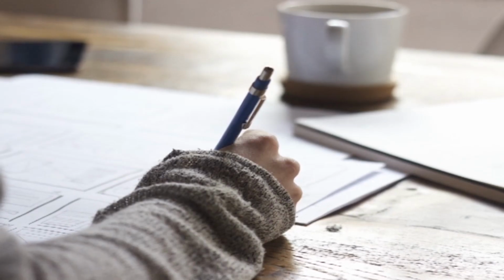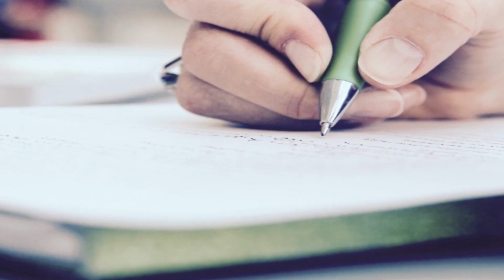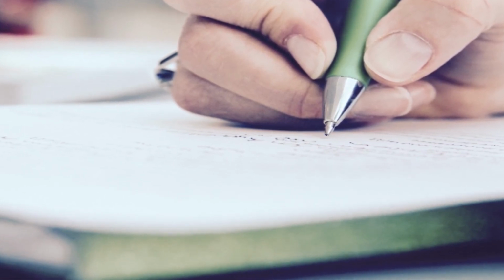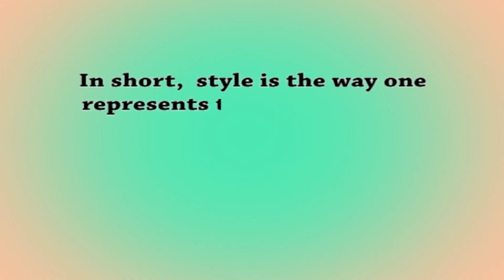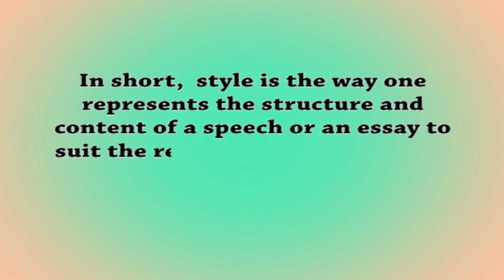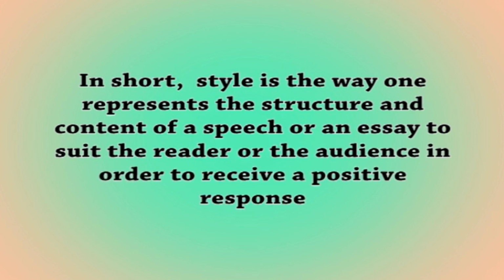The final aspect of an essay is its style or the way it is written. Style differs from one author or speaker to another or from one audience to another. In short, style is the way one represents the structure and content of a speech or an essay to suit the reader or the audience in order to receive a positive response. Styles play an important role in identifying the author of the essay or the speech too, because everyone has his or her own style of writing and presenting it.